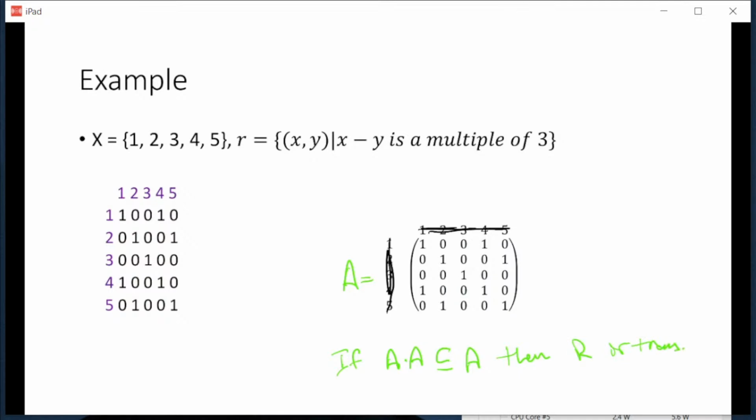Let's call that matrix A. So A is equal to that matrix. So if A times A is a subset of the original matrix, then the relation is transitive. And here we're thinking of matrix multiplication in a Boolean sense. Boolean meaning all we care about is whether there is something in each entry. So if it's a 1, a 2, or whatever, we're just going to make them all 1's.